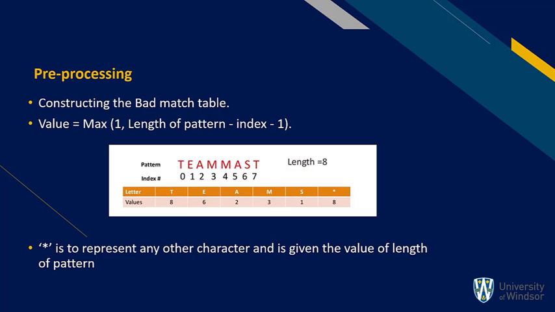There is also a symbol called star. That is to represent any other character considered a mismatch. So the T as well as the star is considered the same. The star is also given the value of T, that is the length of the string. So whenever the first character or the last character or a character which is not present in the pattern is a mismatch, then we're going to shift the whole string by the length of m, as said earlier. So that is going to be 8 in our case.